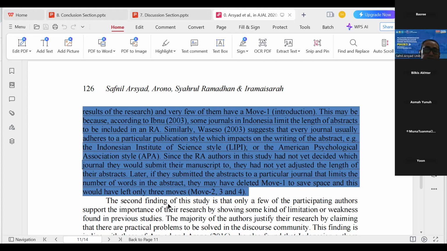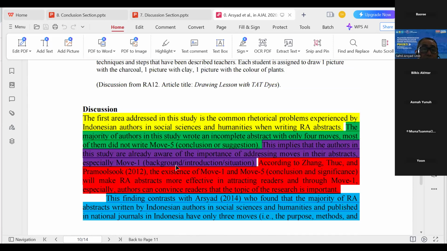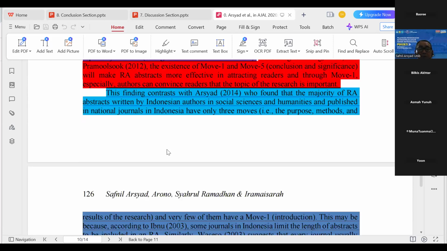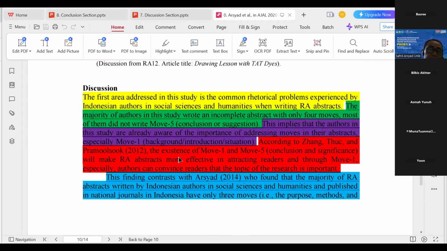Remember that I studied the article abstracts, not the published articles yet, in this study, only the abstracts written by university lecturers, only 20 lecturers, 20 abstracts or 20 articles. I analyzed only the abstracts, and I found that the majority of them use only four moves, not five moves. So this is the way I discuss my first finding of the research.